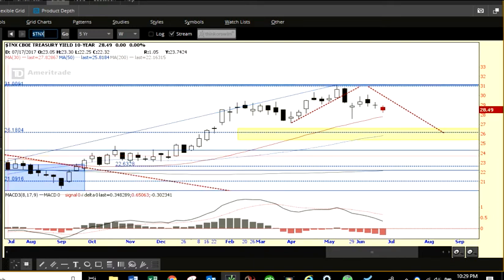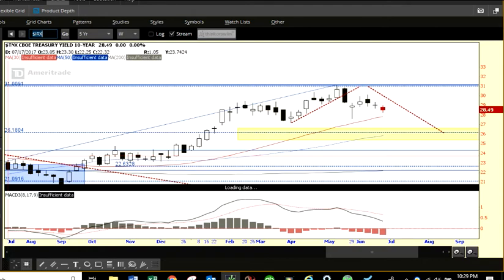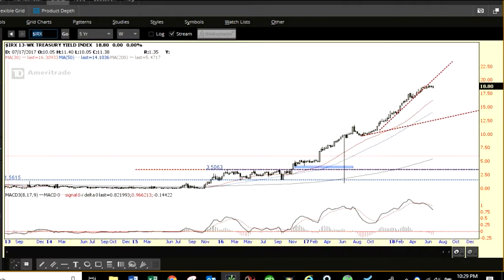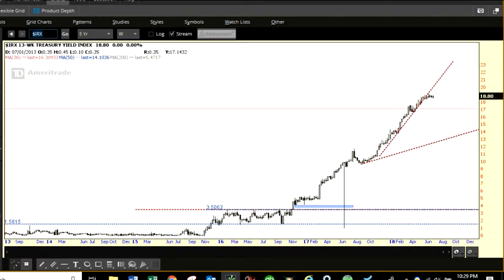Let's look at the real short-term treasury. Let me turn the studies off here real quick, so we don't need this study on there. We don't need no stinking studies. All right. Sorry about that.